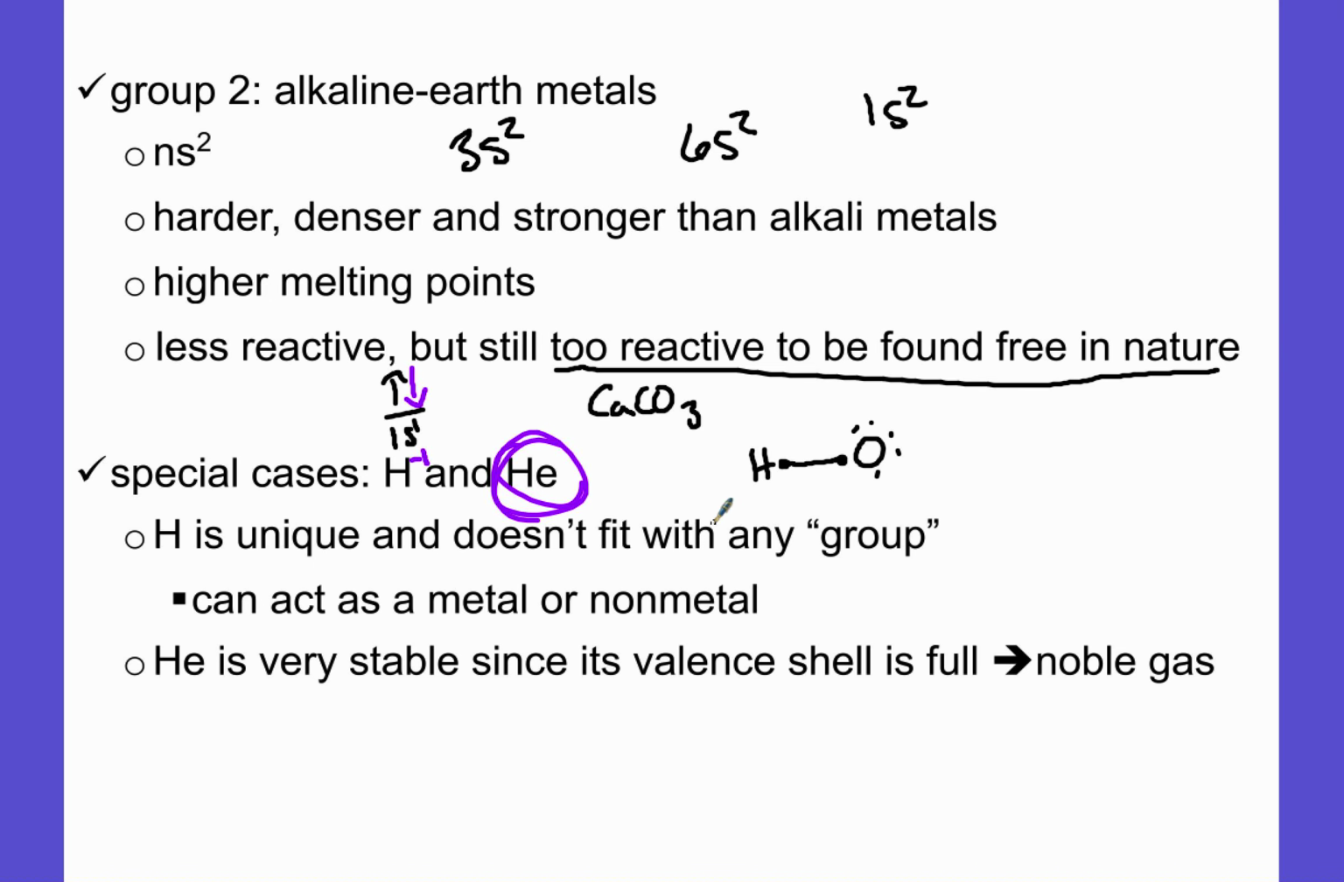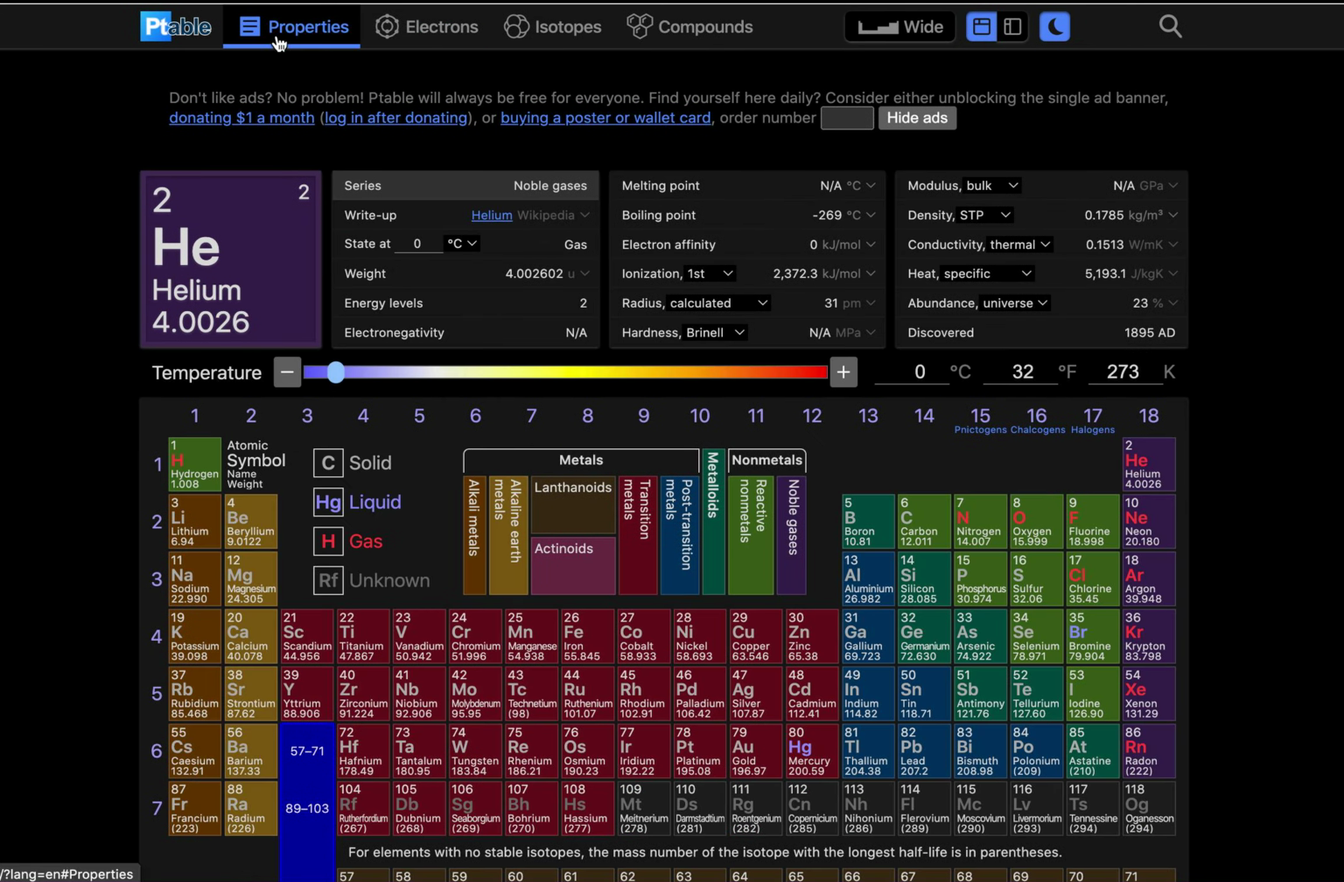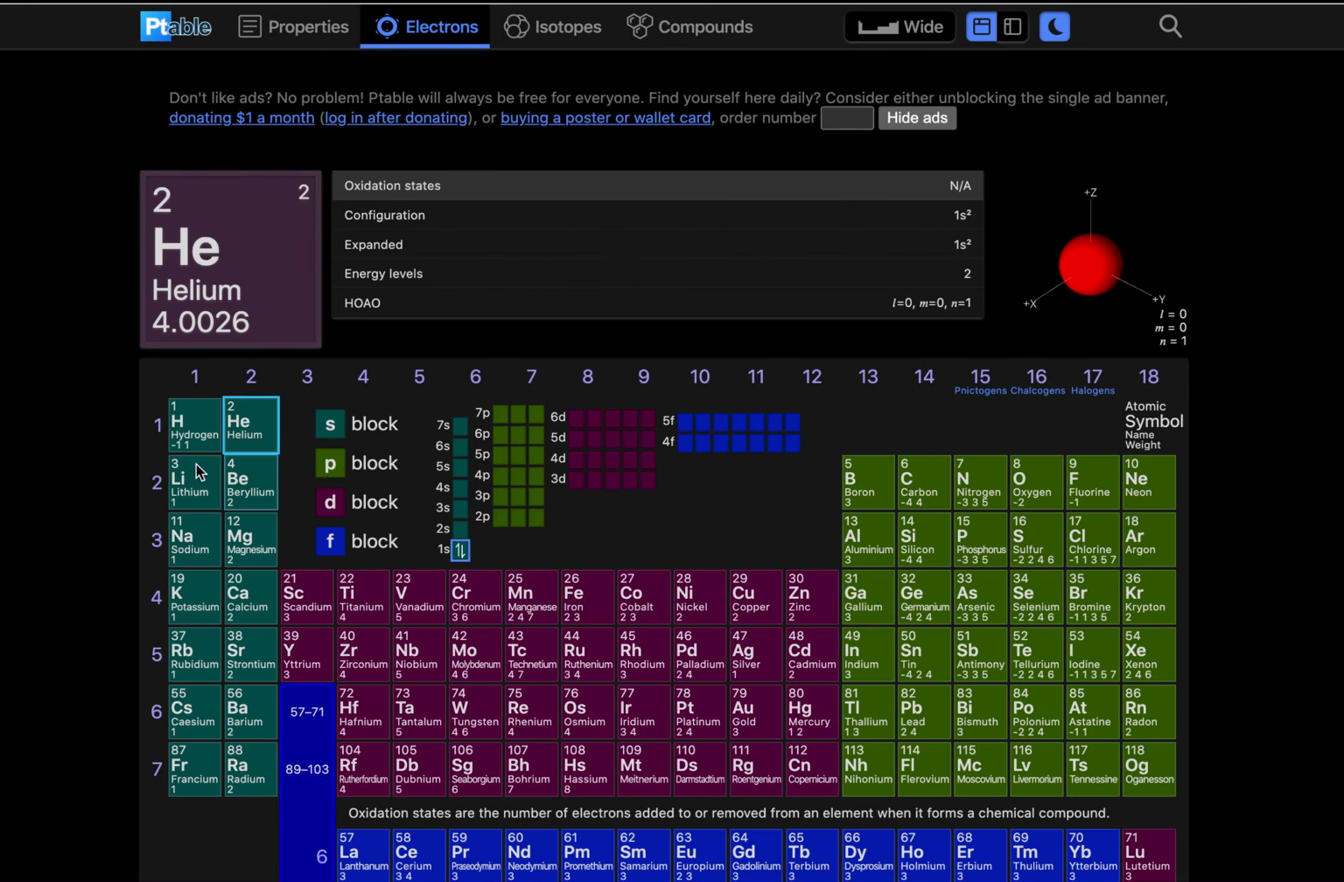Otherwise, helium again is weird because it's super stable, right? Since technically its shell is full, right, with 2 electrons in S, it's going to be considered a noble gas, and that's why it gets moved over to be with those noble gases in your typical periodic table. But that being said, it still belongs in the S block, technically, right? So don't get too confused by that.